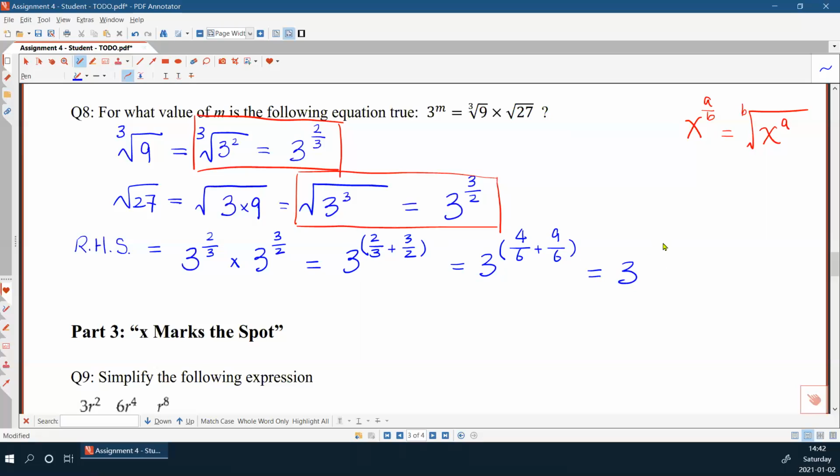Remember always to change the ratios to a common denominator first. Okay, this gives you 3 to 13 over 6 times. Okay, so now you know that 3 to m times equals 3 to 13 over 6 times. So this gives you that apparently m is 13 over 6, right? Do you have any questions? Okay, I'll leave you 3 minutes to think about this.